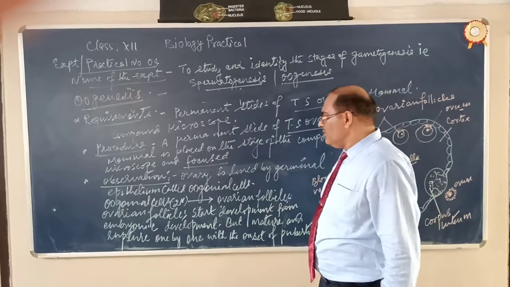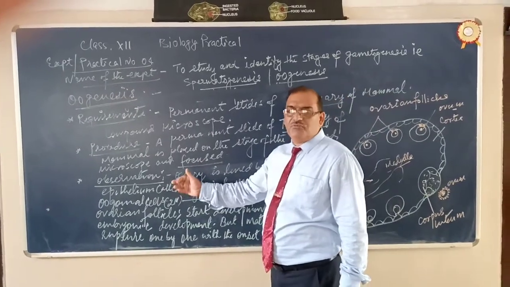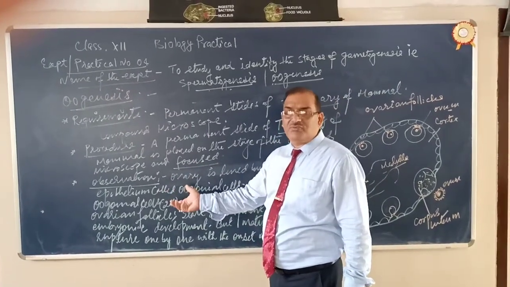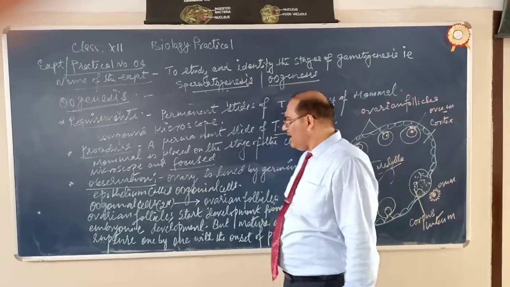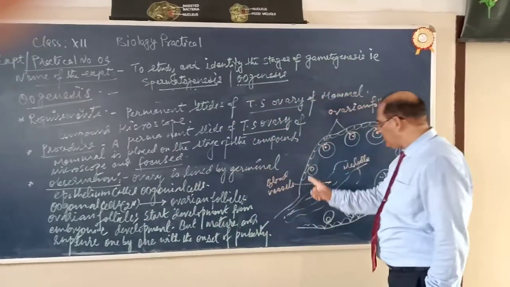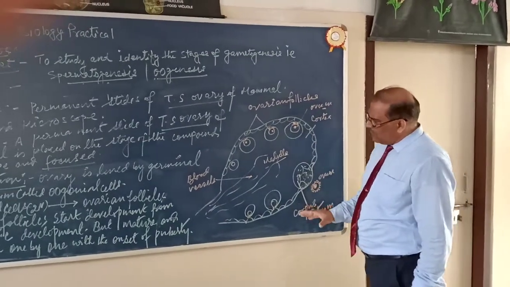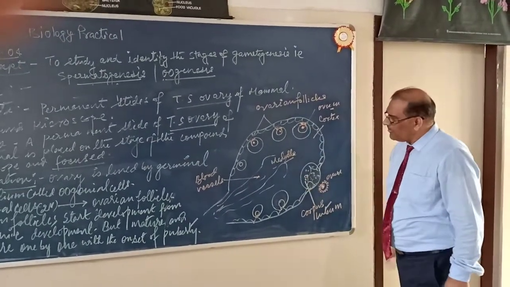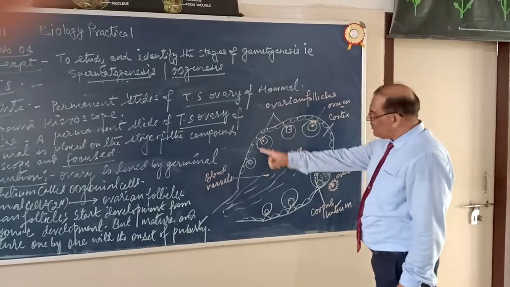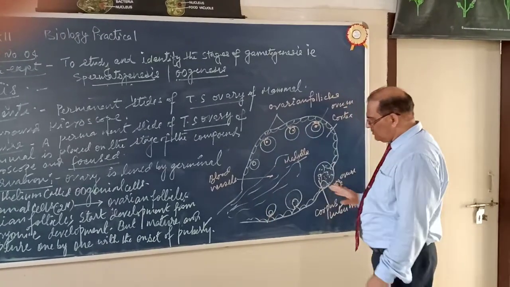After focusing, let me discuss the observation. What do we observe, what do we see in the slide? In the slide, we can see a structure like this. The ovary is almost album shaped. This is called the ovary, TS ovary.